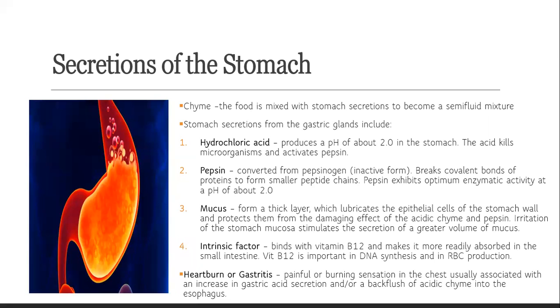Then lastly, we have the intrinsic factor. This is very important because it binds with vitamin B12 and makes it more readily absorbed in the small intestine. Vitamin B12 is very important in DNA synthesis and in our RBC production.